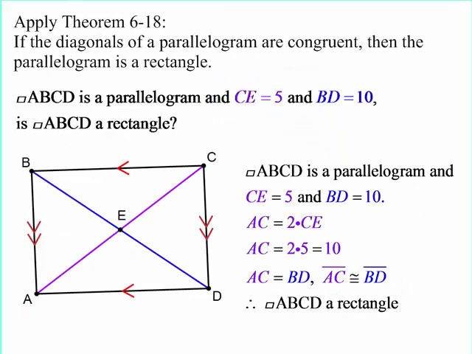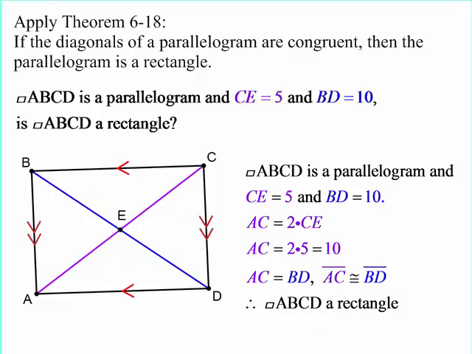Let's see, what are we doing? Oh, we're working to see if it's a rectangle. Okay, so if we have a parallelogram, and if the diagonals are congruent, then it's a rectangle. So we start out with CE is 5. BD, this entire length, is 10. Diagonals on any parallelogram bisect each other, so if this is 5, this is 5. And if this entire length here is 10, that means those two are also 5. So since this line segment is 10, that diagonal, and this line segment is 10, that other diagonal, they're congruent, then that parallelogram is a rectangle.